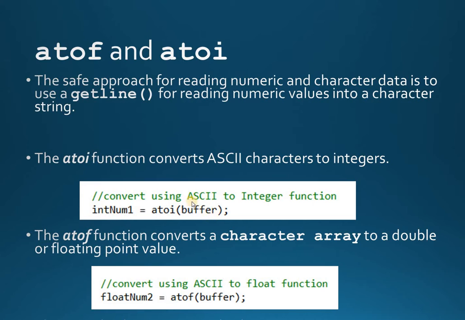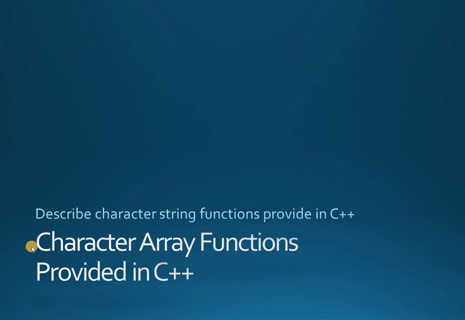So if you read anything into a C string called buffer, then you can use a function called atoi, and it will return an integer that is represented in that buffer. If it's a floating point, then you can use atof, and that will give you either a double or a float. Both are in the C++ standard namespace.